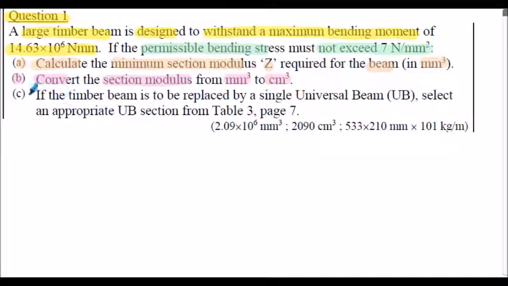And part C, if the timber beam is now to be replaced by a single universal beam, we've got to select an appropriate UB from table 3 of our notes, which is the extract of BS4. The answers are stated in the brackets for reference. If you think you can attempt this question without further assistance, I'd encourage you to stop the presentation and do so, but the full solution is shown on the following slide.